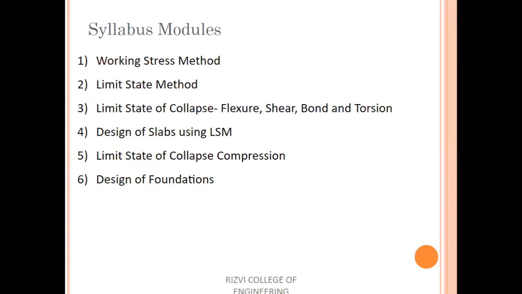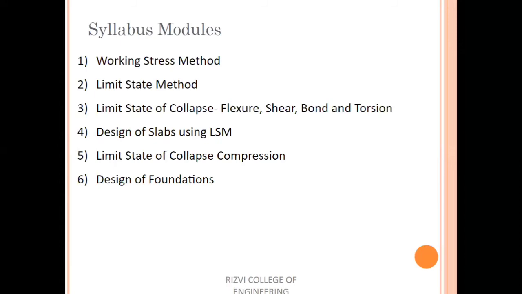So you can say that only 20% of the syllabus consists of working stress method, and the rest is limit state method. Then the third module is limit state of collapse. As I've already mentioned, limit state is divided into two parts, that is limit state of collapse and limit state of serviceability. So in limit state of collapse, you have flexure, shear, bond, and torsion. So this we are going to see in design.